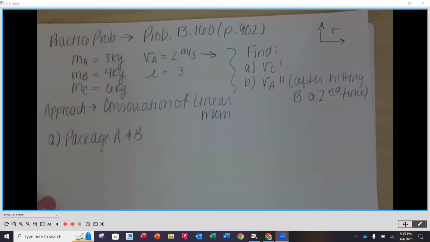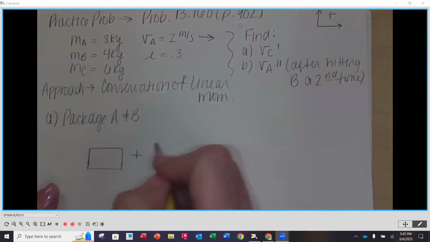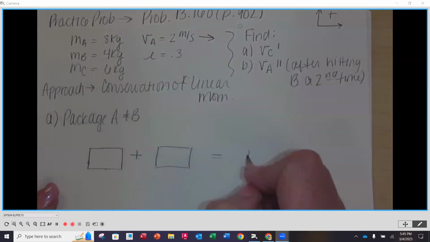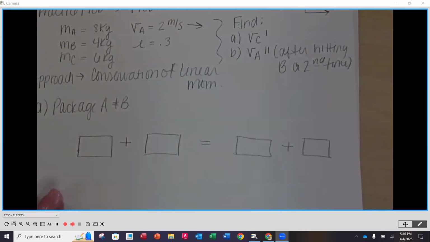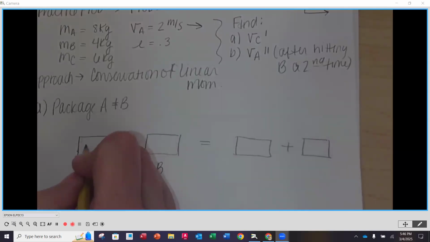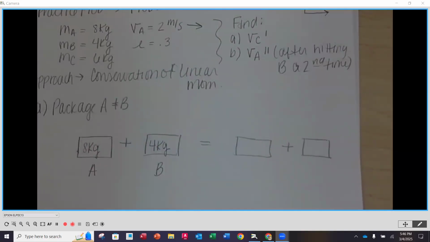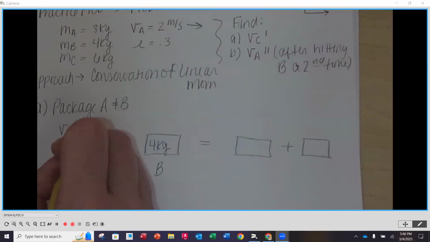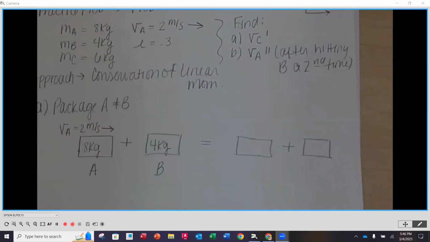So we're going to look at packages A and B. I like how we draw a diagram here. I think it's important to help understand what's going on, just like we've been doing all along. Over on the left-hand side, this is our before, our current state. This is going to be package A and B. We know that package A is 8 kilograms, package B is 4 kilograms. We also know that velocity A is equal to 2 meters per second, and it's going to the right.